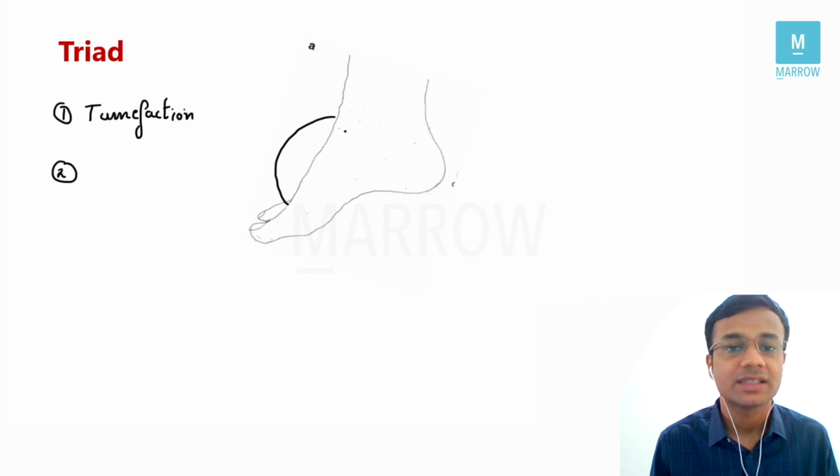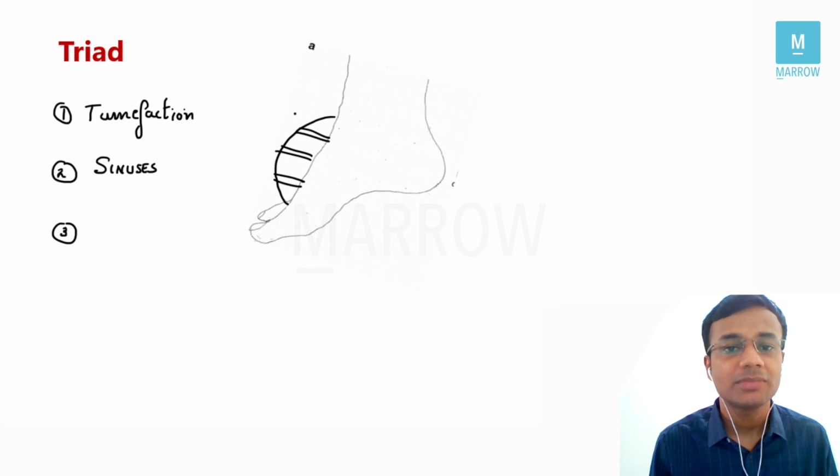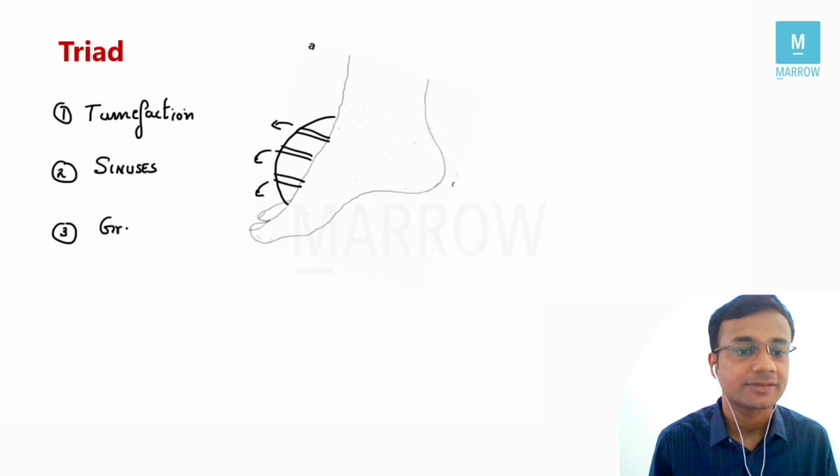Point number two is the presence of multiple sinuses. So it presents as multiple discharging sinuses. And number three, from the sinuses, you are going to get discharging granules. So what are these granules?